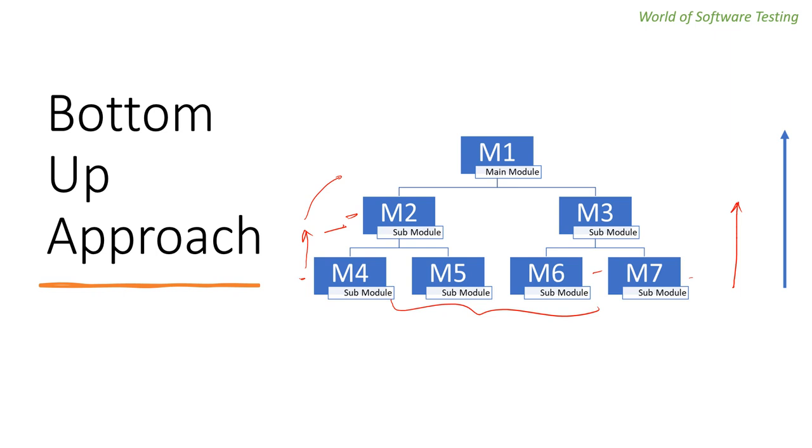So in this diagram of the bottom-up approach, sub modules M4, M5, M6 and M7 will be tested first. Then these modules are used to facilitate the testing of M2 and M3, and then these are used to facilitate the testing of M1. This means M1 will be tested last. In this case, modules M4, M5, M6 and M7 are the lowest modules which are unit tested. Modules M2 and M3 are not yet developed.